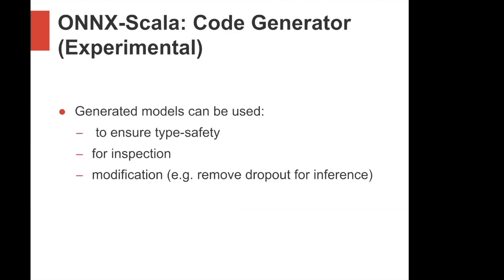All right, and then the generated models can be used for a variety of purposes currently. I have ideas of ways that we can do some fancy meta programming and macro things and manipulate these things at compile time in the future. But for now, what can they be used for? They can be used to ensure that you have type safety.